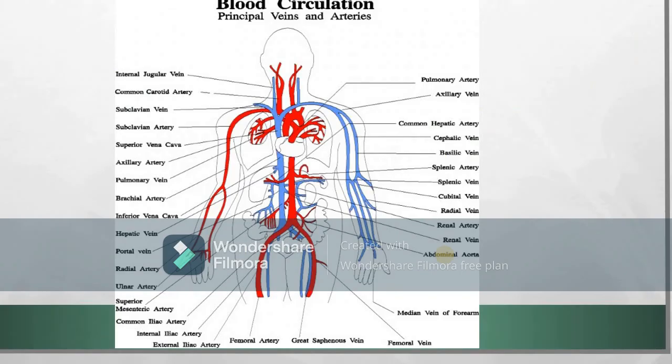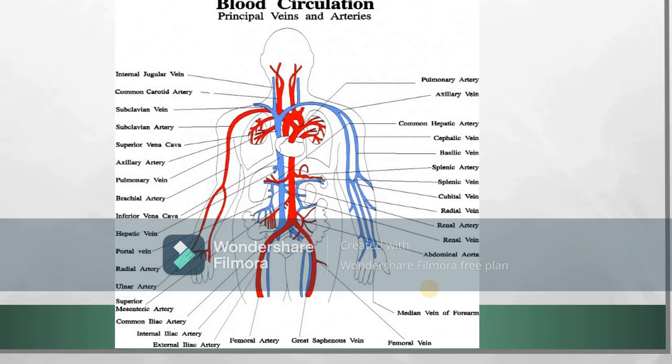The next thing is about the human circulatory system. The human circulatory system, how it works: it consists of the arterial system and the venous system. In the arterial system, there is a large pulmonary trunk that emerges from the right ventricle and divides into the right and left pulmonary arteries, which carry the deoxygenated blood to the right and left lungs.